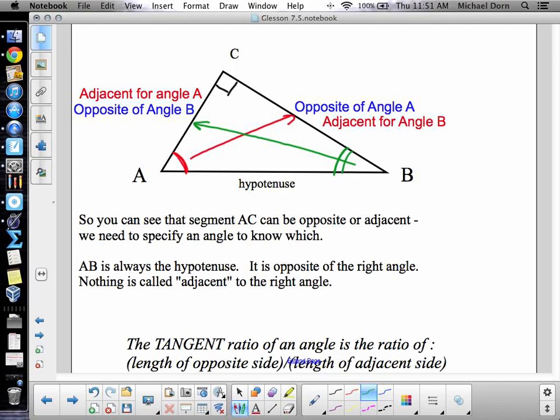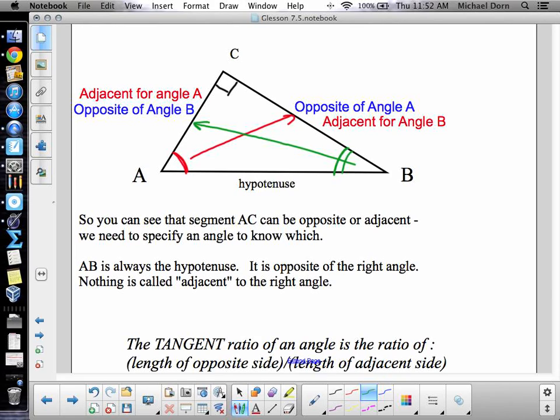Now, for this class, we will never talk about opposite, adjacent, hypotenuse for the right angle, because that gets very confusing. That is a topic we cover in pre-calc and trig. We just do very, very basic trig. We aren't going to get into complicated stuff at all. It's complicated enough with just opposite, adjacent, hypotenuse.